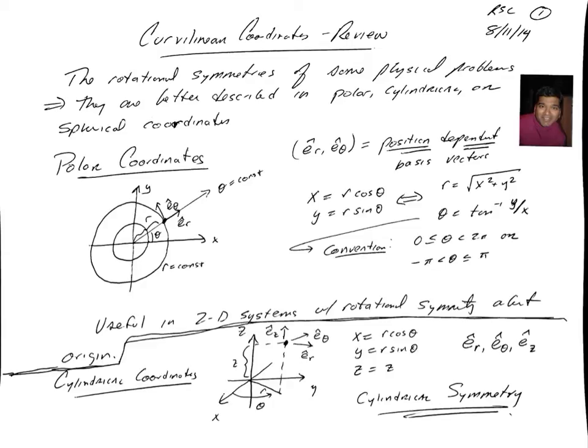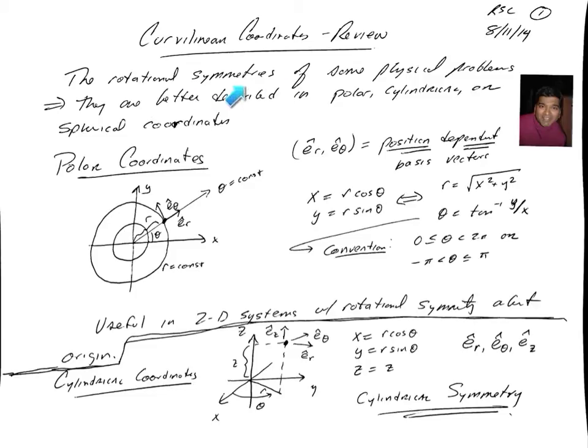Hi class. In this video I want to review some basics of curvilinear coordinates that we use in mathematical physics. The usual Cartesian coordinate system in 3 dimensions, x, y, and z, is a convenient basis, and it's the intuitive one that we often use in a lot of our calculations.